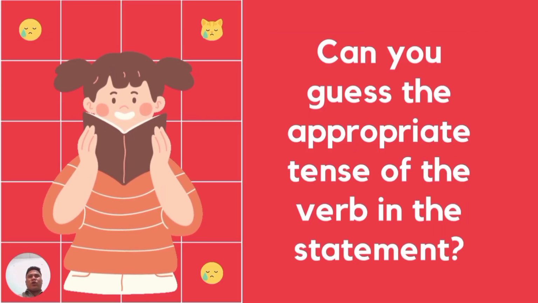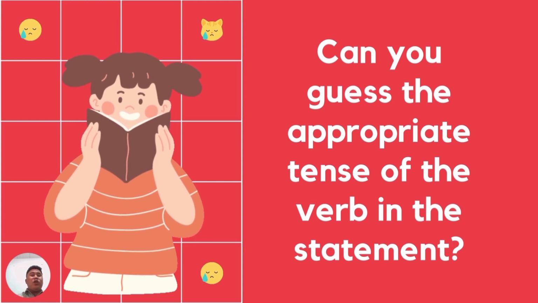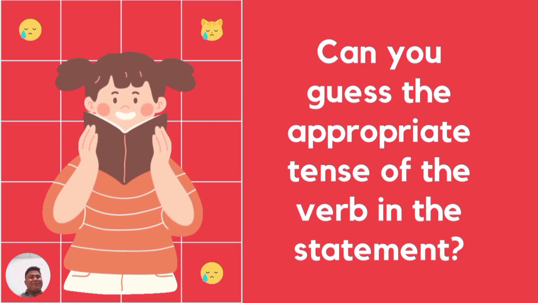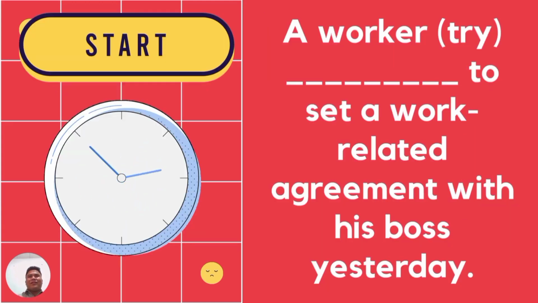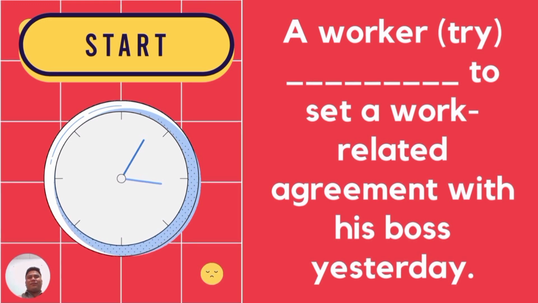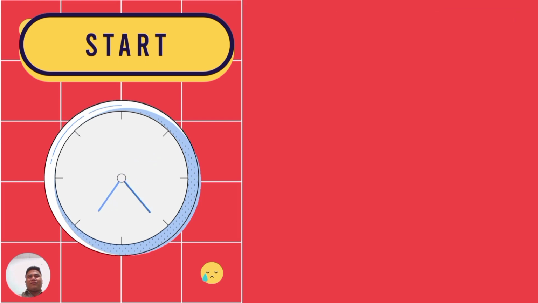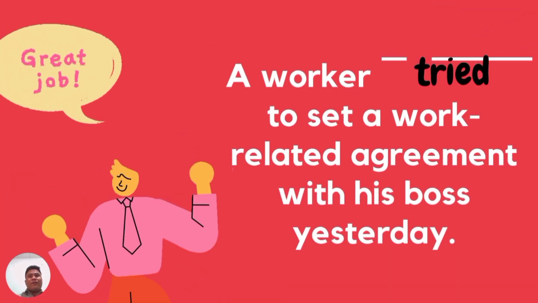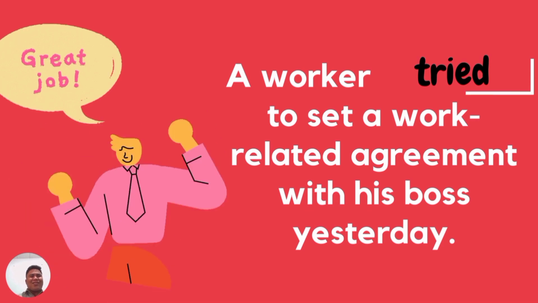Now, I want you to pay attention to the following statements to be presented on your screen. Can you guess the appropriate tense of the verb in that statement? Now, let us start. Let us try the first one. A worker try blank to set a work-related agreement with his boss yesterday. Can you guess the appropriate tense of the verb in that statement? And the correct tense of the verb is tried. Congratulations, you got it right.